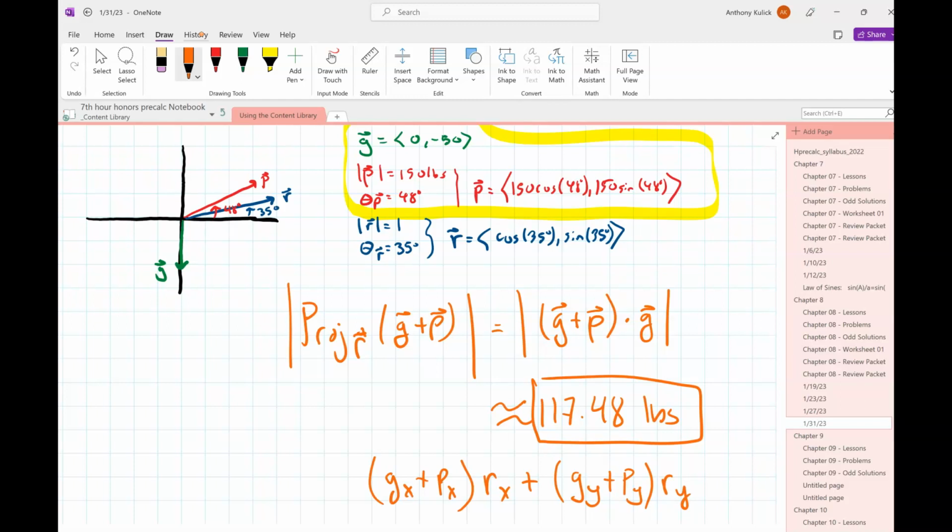Wait, so is that G supposed to be an R up there? So I have G, P, and R. No, like in the orange, like to the right a little bit. Oh, yeah. I'm sorry. Yes. This. Yes. Thank you. That makes a lot more sense.